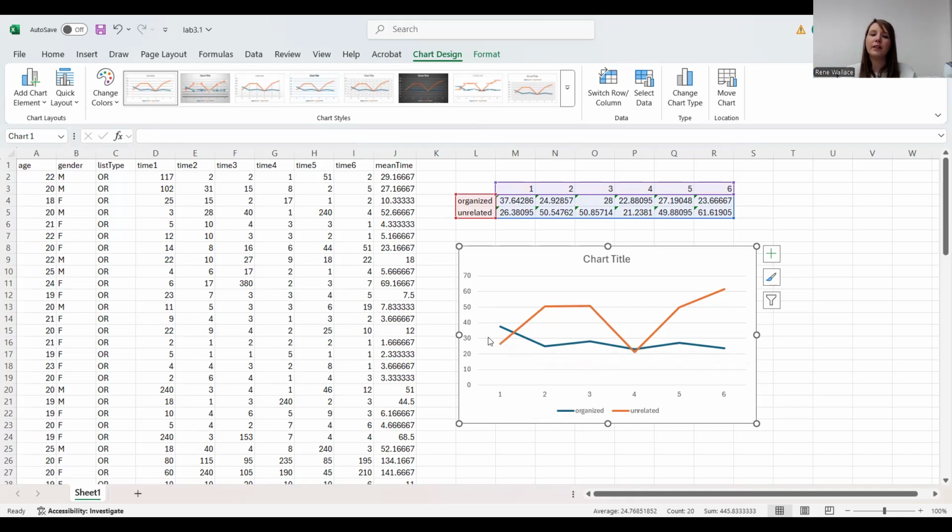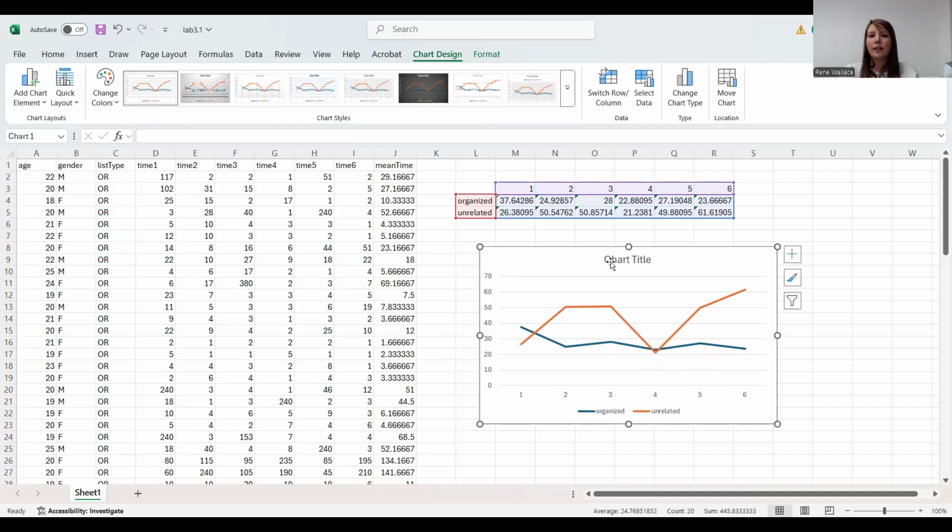For my unrelated, it looks like people go in the opposite direction. Takes longer. Then they suddenly get faster and then it takes longer again. So that's not really clear. I'm not really sure what that's saying to me, but it's a nice visual to see. Here's how people did on the average for trials 1 through 6 for their first word through their 6th word. So this is my figure, but I need to clean it up a little bit.